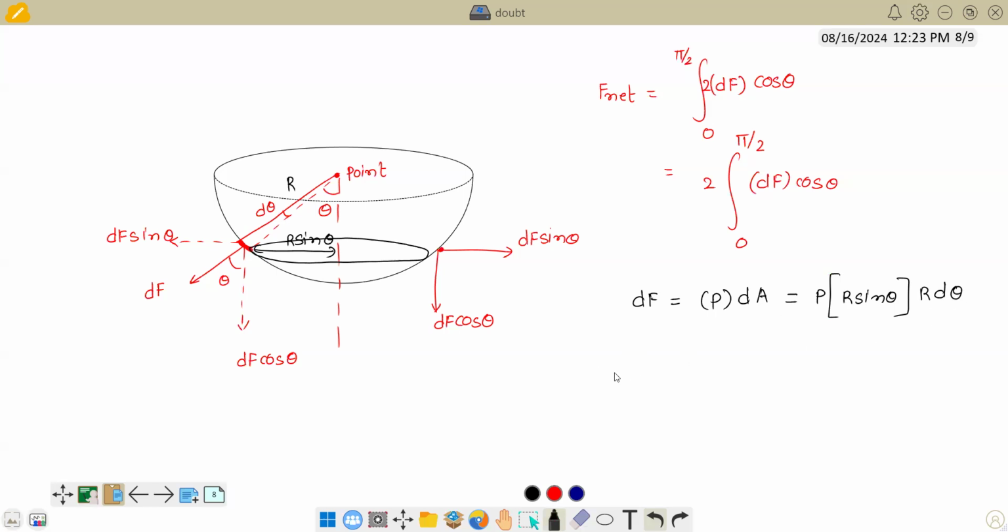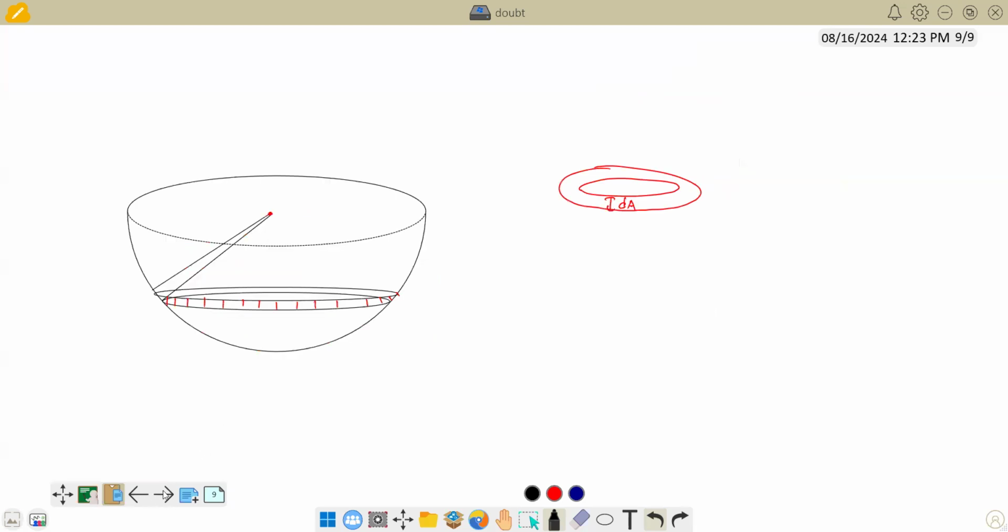So the actual value of dF, if I substitute, integral 0 to pi by 2, would be P into 2 pi r sine theta into its thickness r d theta. If you are not understanding this, it is slightly tough, so you better remember the previous derivations only. So pi r square into sine theta into d theta into cos theta. Let me just substitute it in the next page.